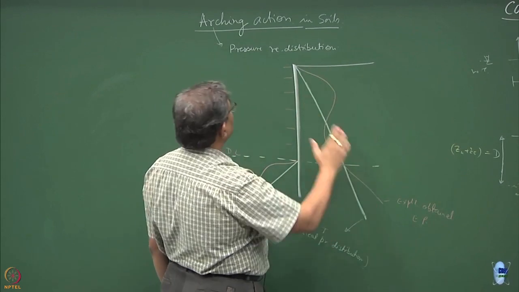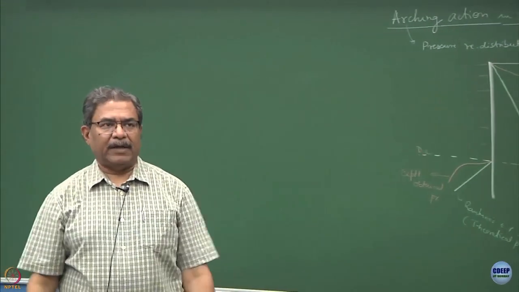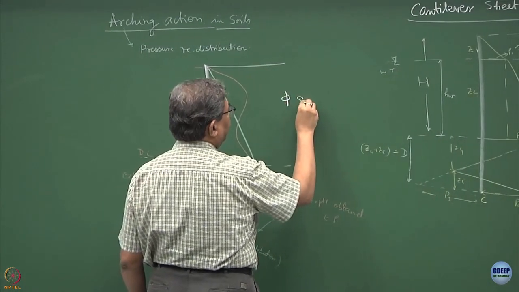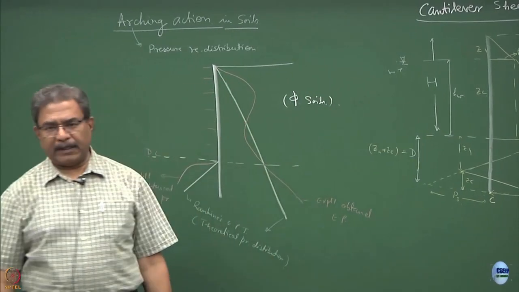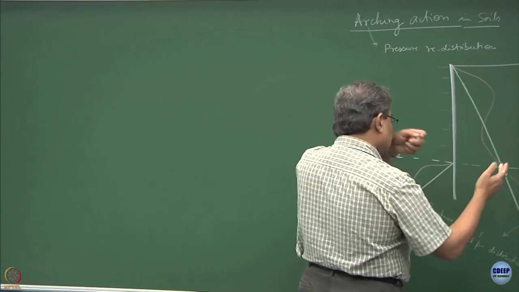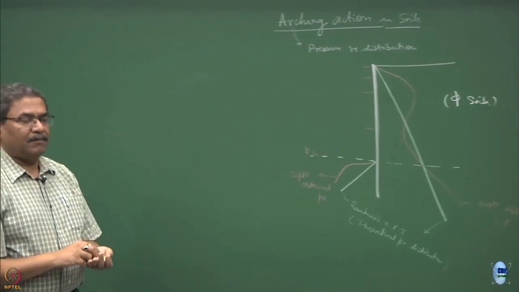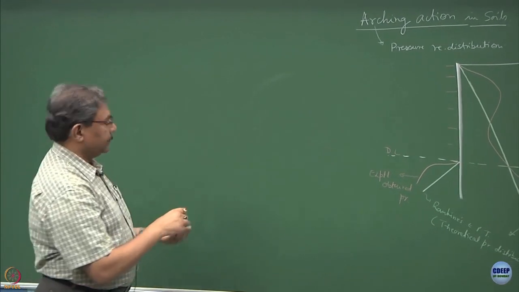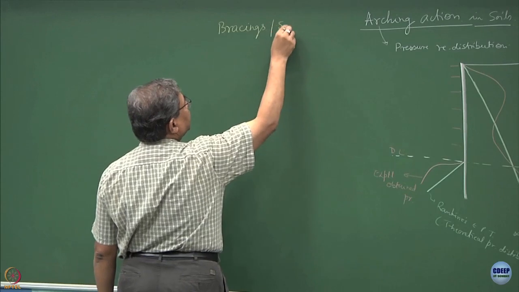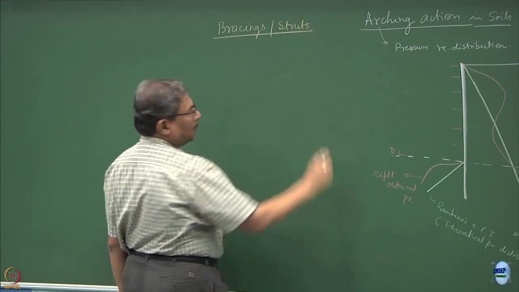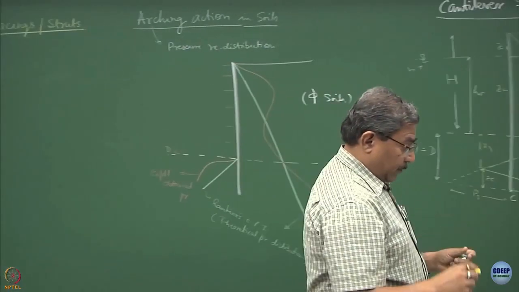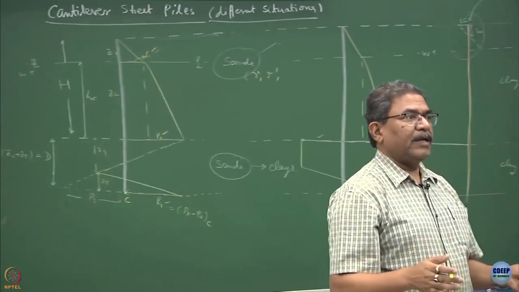So, this pressure redistribution is because of the material properties. Mostly this type of redistribution of pressure is higher in case of the pure frictional material. This is their inherent property, not in cohesive soils. All right. Now, this concept has been utilized to study what is known as bracings or struts. You remember we have discussed bracing and struts earlier. So, this is another application of the earth pressure theory for designing the braces or the struts to stabilize deep cuts.